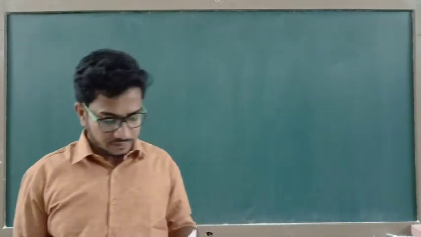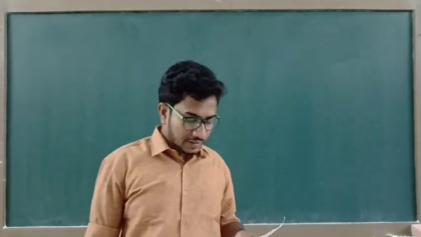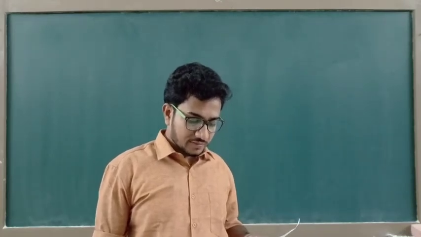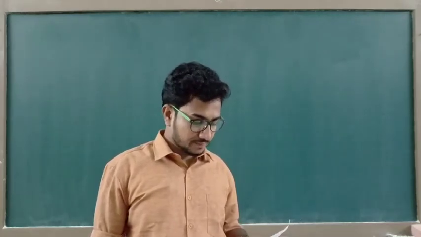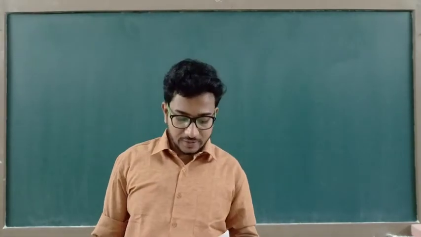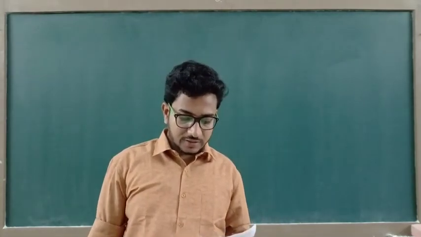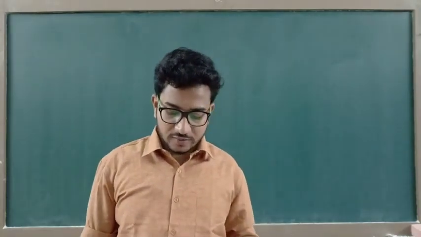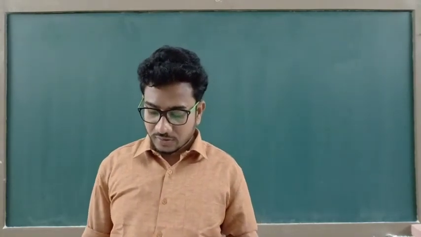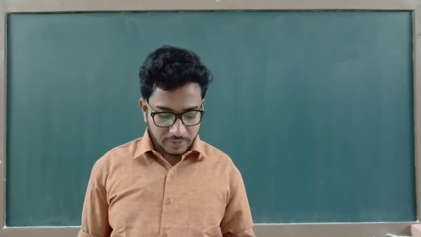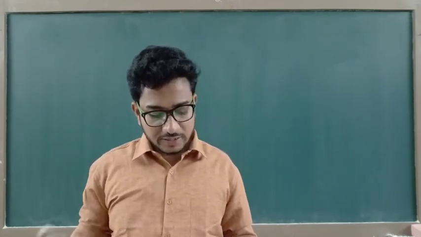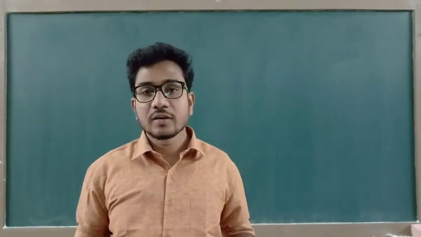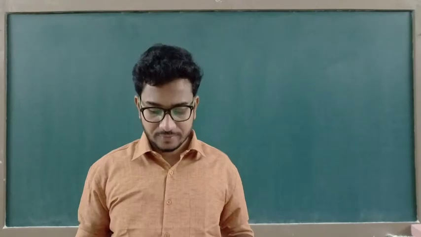Next one, in a double slit experiment, the angular width of a fringe is found to be 0.2 degree on a screen placed 1 meter away. The wavelength of light used is 600 nanometer. What will be the angular width of the fringe if the entire experimental apparatus is immersed in water? Take a refractive index of water to be 4/3.